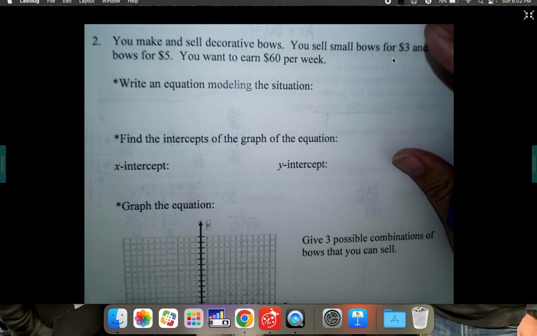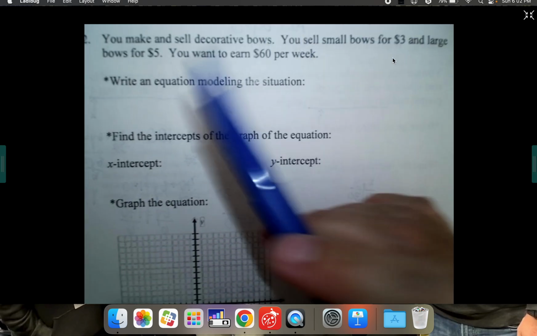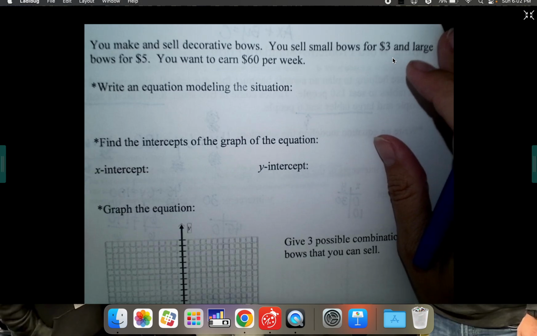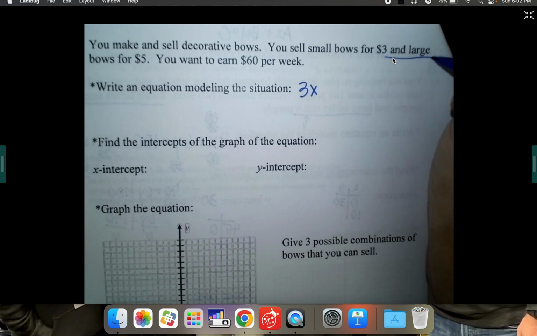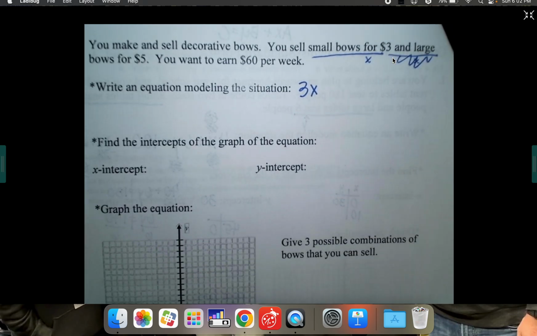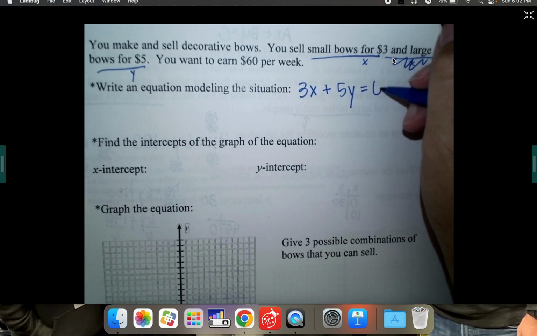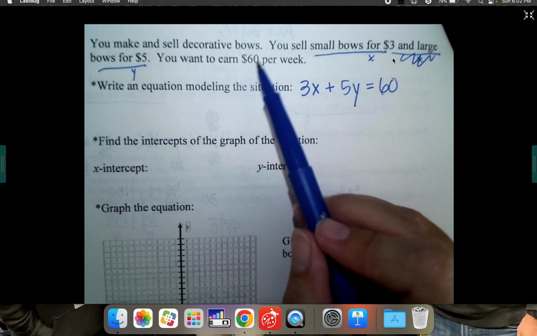This one is you are making and selling decorative bows. So you sell small bows for $3, large bows for $5. You want to earn 60 per week. So there's your three numbers. Write an equation modeling. So $3 for X, which I'm going to call the small bows, and $5 for the large, so I'm going to put plus 5Y, to equal 60 per week. You want to earn exactly 60.